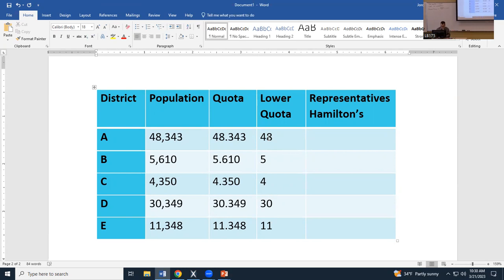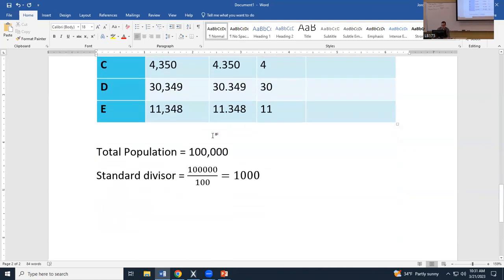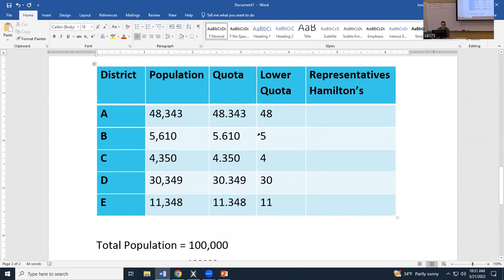This time, if you add up those lower quotas, 48 plus 5 plus 4 plus 30 plus 11, you get 98. By the way, you're not always going to get 98. Sometimes you'll get 99. Sometimes you could get 97. You could be 3 off, you could be 2 off, you could be 4 off. Doesn't matter. But we have 98 as our total lower quota right now. Okay, follow that? So we need to add 2 more. So I go to look at the highest decimal that's left. The first highest decimal is 0.610. So I'm going to add that. The next highest decimal, is it 0.350? I think that's right. 0.350. There's a lot of 0.3s though.